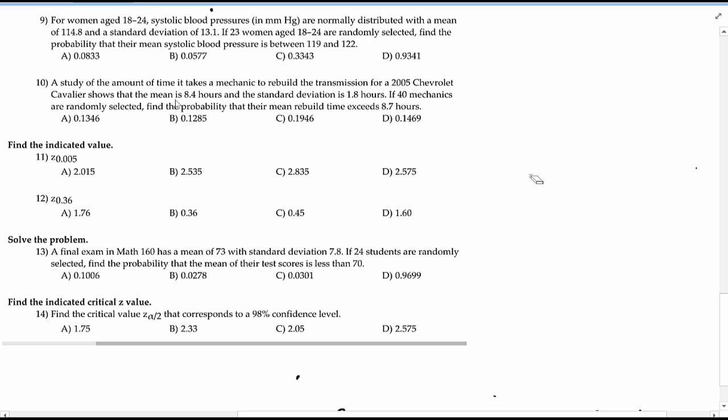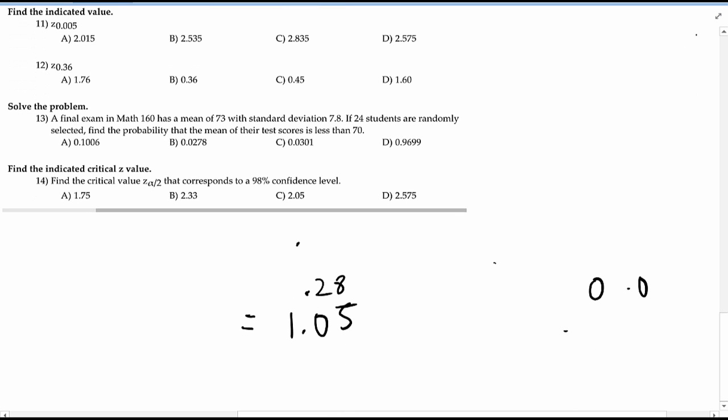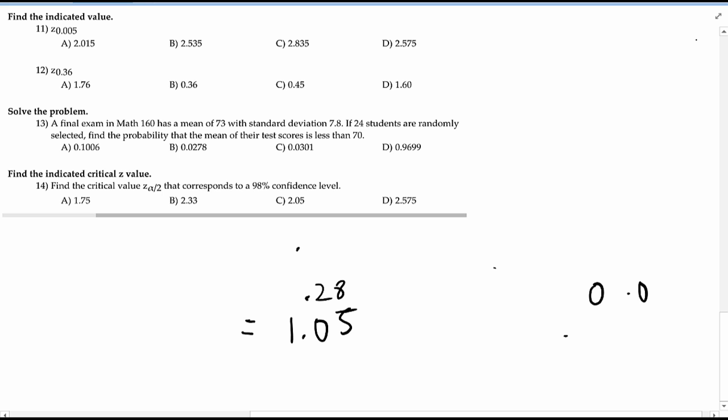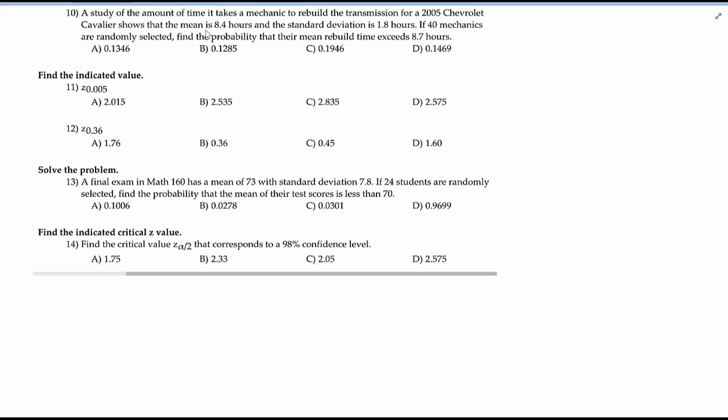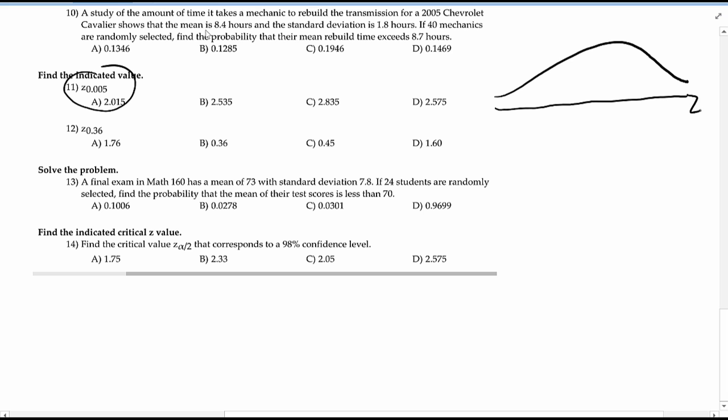So in problem 11, find the critical values corresponding to 0.005. Okay, so the next one, which is problem 11, what this really means is to find the z-value in the standard normal distribution that corresponds to an area that is given to you of 0.005. So what is the z-value?